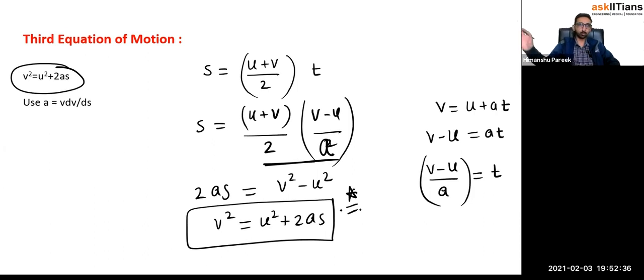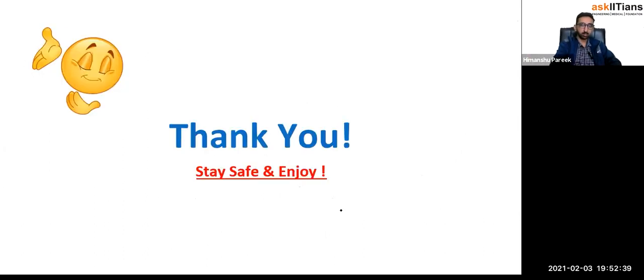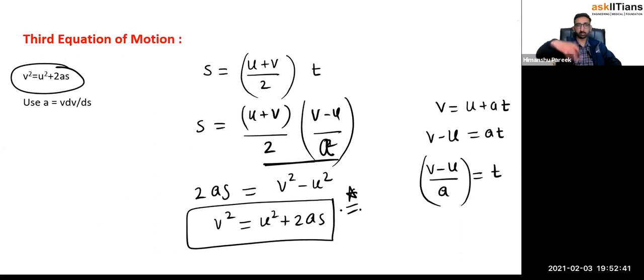So all the three equations of motion we have derived with both the methods, either the graphical method or the algebraic method. Let us just recall what we have done. First of all, we did the graphical method. To derive the first equation of motion, use the velocity-time graph slope, tan theta, which is equal to acceleration. For the second equation of motion derivation, find the area under the curve.